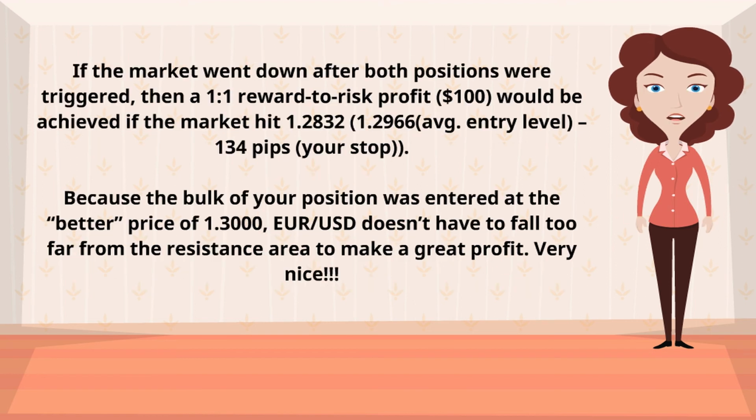If the market went down after both positions were triggered, then a 1-to-1 reward to risk profit, $100, would be achieved if the market hit 1.2832. 1.2966 average entry level minus 134 pips, your stop. Because the bulk of your position was entered at the better price of 1.3000, euro to US dollar doesn't have to fall too far from the resistance area to make a great profit.